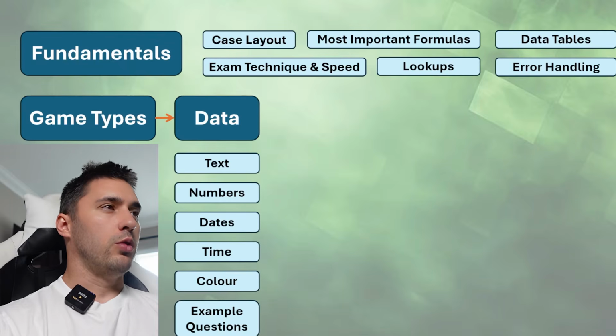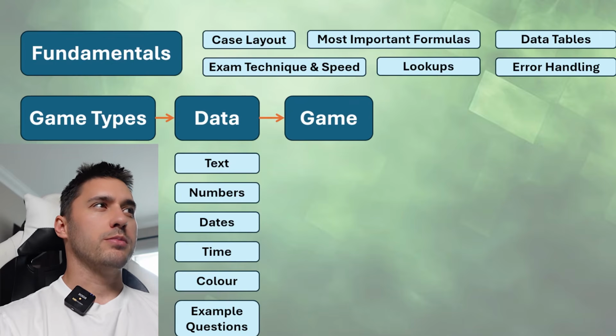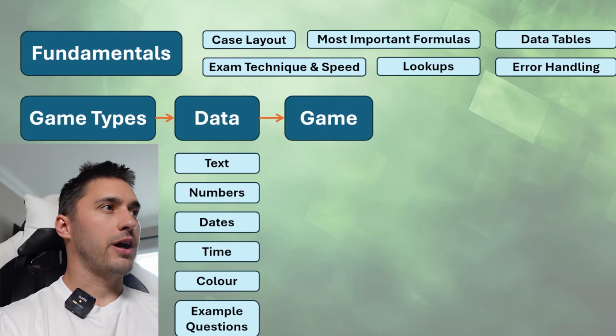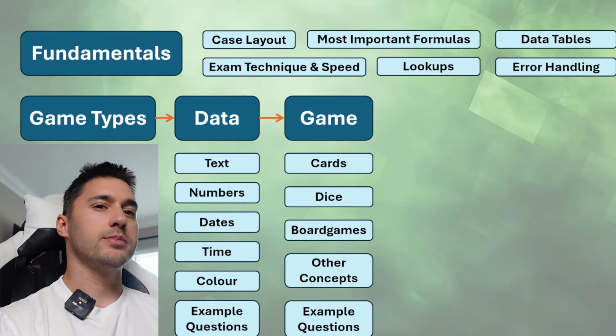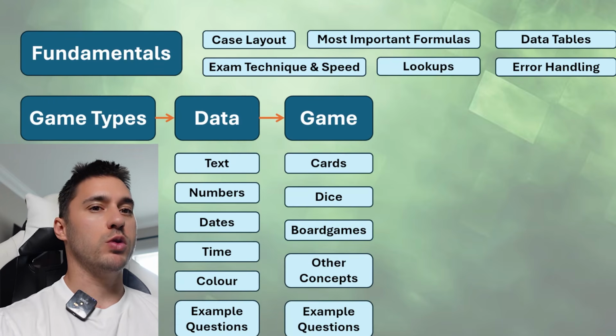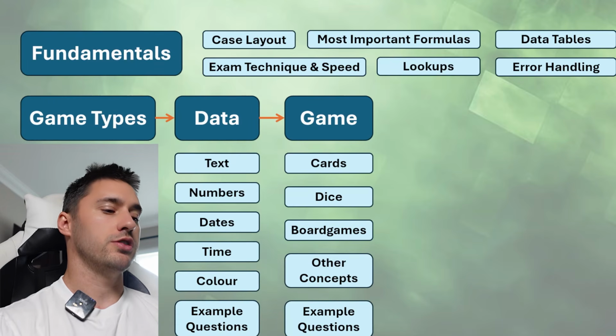The next chapter will be on actual games. So game types game. That doesn't make sense. What am I talking about? I'm talking about modeling things like card games, dice games, board games, and then some other concepts like introducing additional players into a game, turning switches on and off for multipliers, stuff like that.